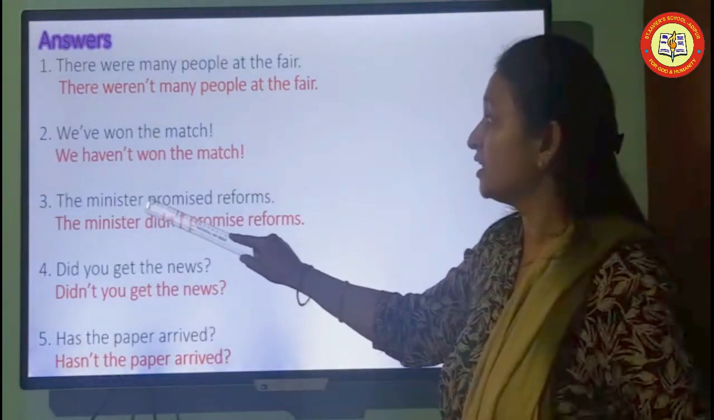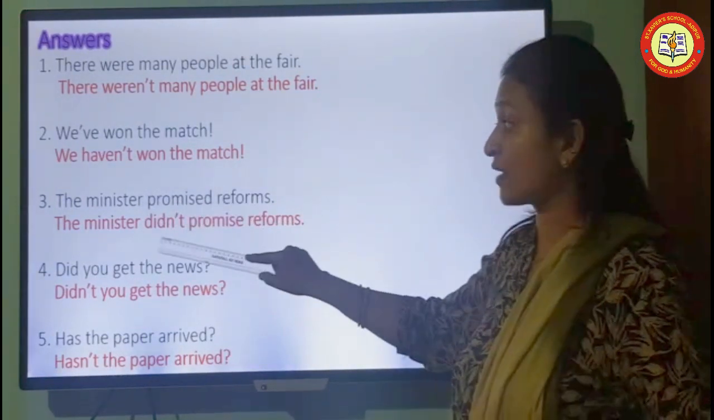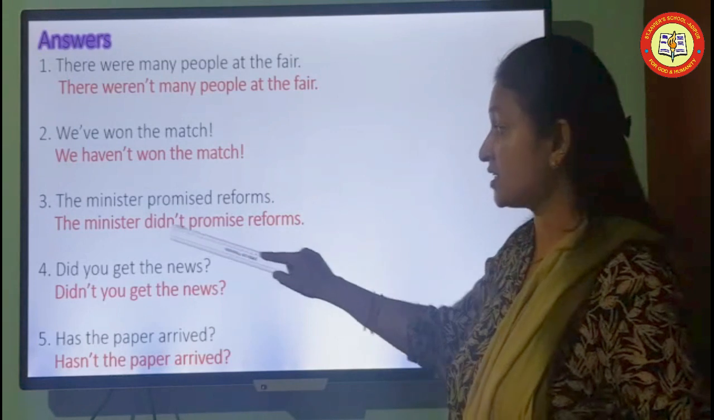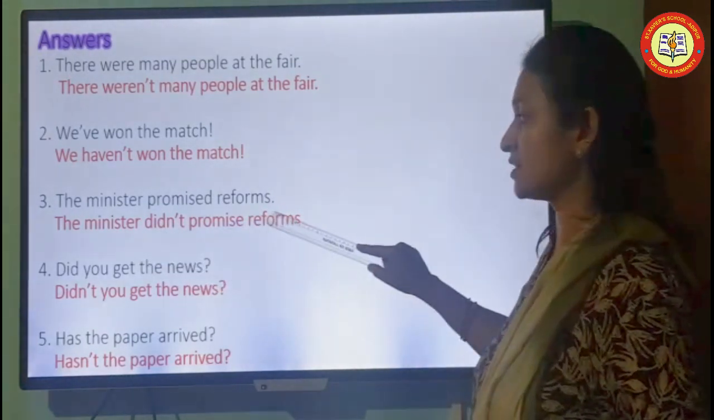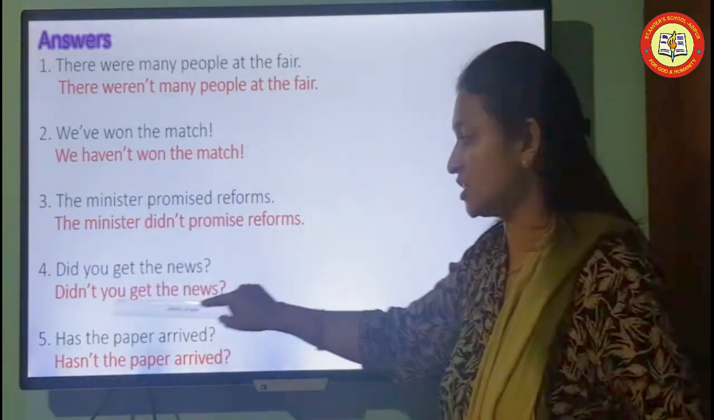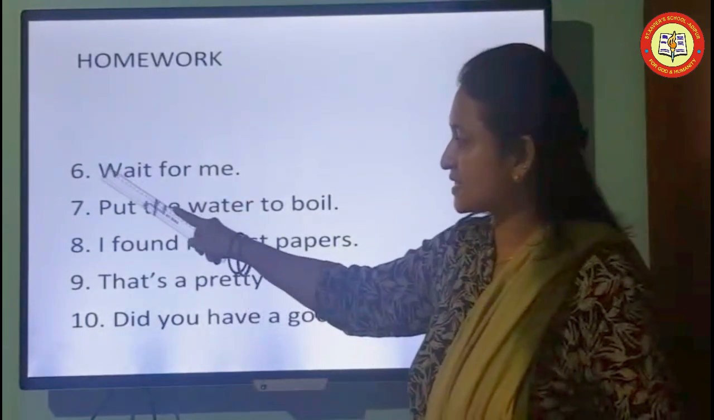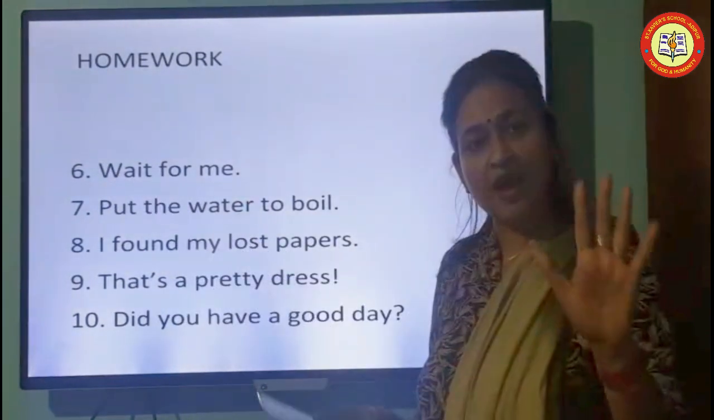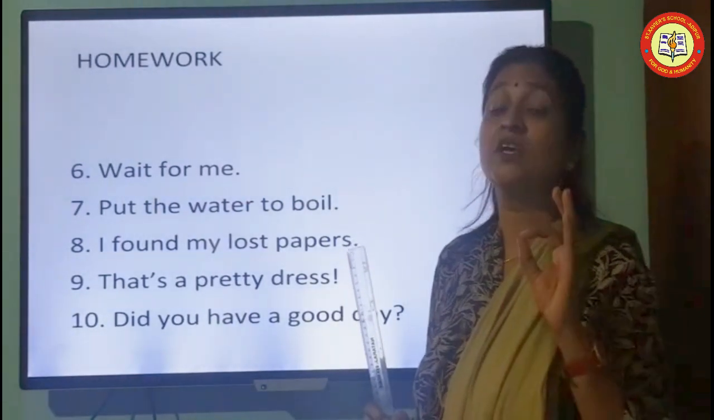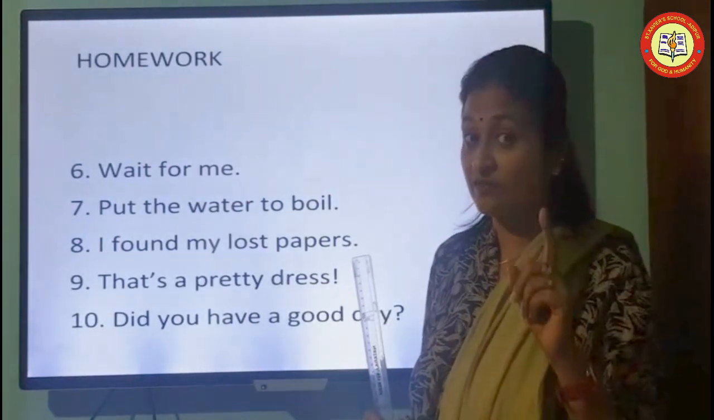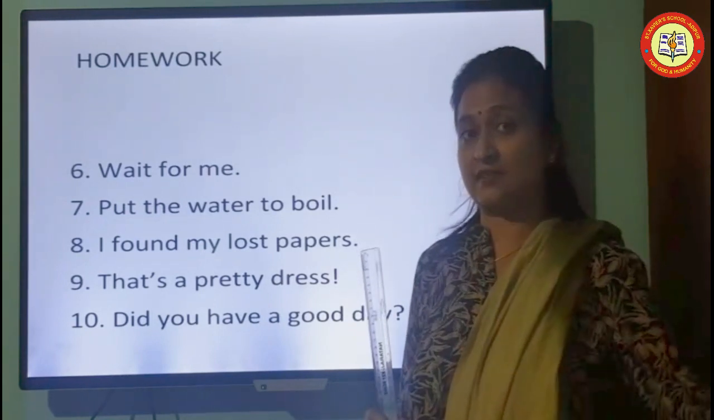Now see here. Here there is only one verb, promised. So we will write did. And when we use did, ed will be changed into promise. The minister didn't promise reforms. Did you get the news? Didn't you get the news? Now I have left 6, 7, 8, 9 and 10, five sentences for you to do. It's very easy. You just have to be careful where you have to use not. And if it is in past tense, did. And if there is S, write does.